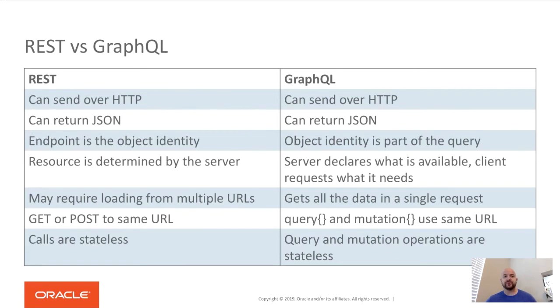And with REST calls, all calls are stateless, whereas with GraphQL, queries and mutations are stateless, but there is another, which I'll mention, that is stateful for subscriptions.